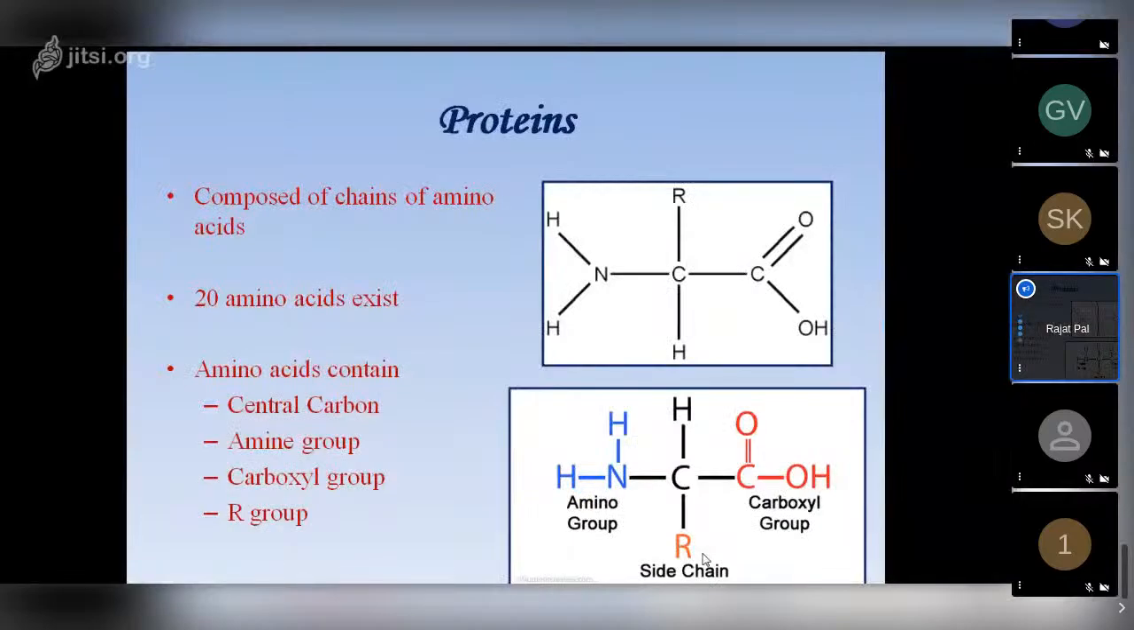In the following slides, we can see how this R can vary from one molecule to another. This R can be of 20 different types. Side chains can be present over there.